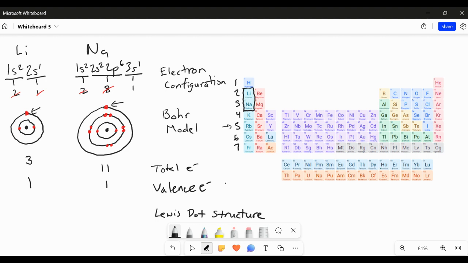So here's how you write the Lewis dot structure. You put the name of the atomic symbol in the middle, and then you just put one dot around it for each valence electron. For lithium, it's got one, so I'm just going to put one dot right here. And that's it. For sodium, the symbol is Na. And again, it's got one valence electron, so I'm just going to put one dot.